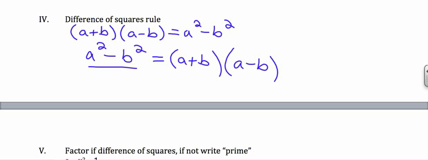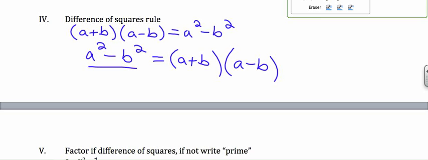Okay, this is more pattern recognition. We don't have a special rule or process like splitting the middle term or anything like that here. The whole idea is this: if you have two perfect squares that are being subtracted, you can take the square root of each, put them in with addition and subtraction, and multiply them, and you're good to go.